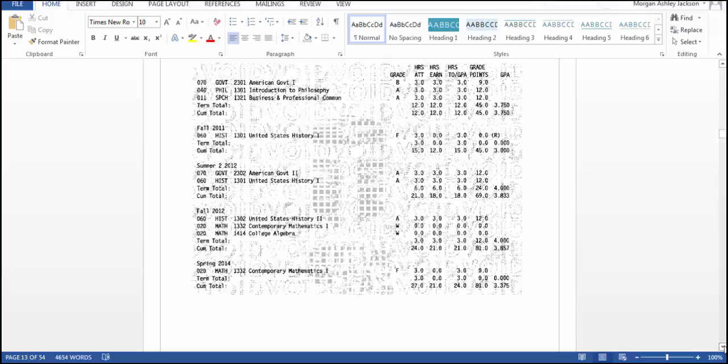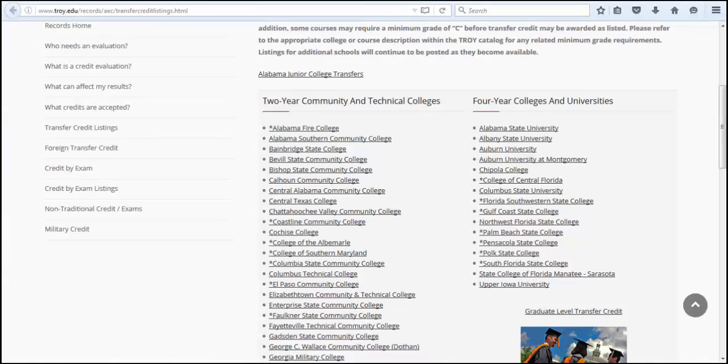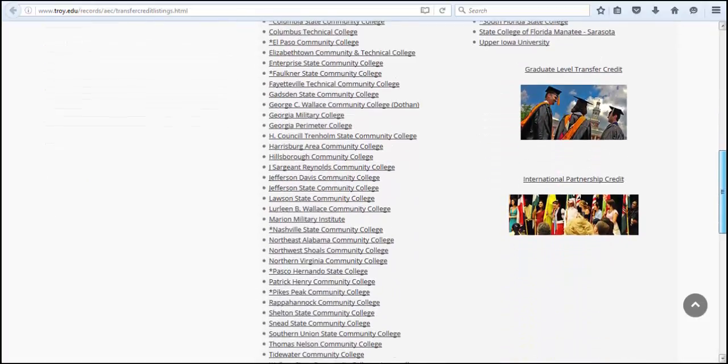One of the first things we want to do when we're looking to make an unofficial evaluation for a student is see if the school is listed on the official transfer credit listings that we have here on the Troy webpage. If you're unsure how to get to them, you can see the address listed in the top left-hand corner at www.troy.edu/records/AEC/transfercreditlistings.html. We can go through and look at the different four-year colleges and universities that we currently have these agreements with.